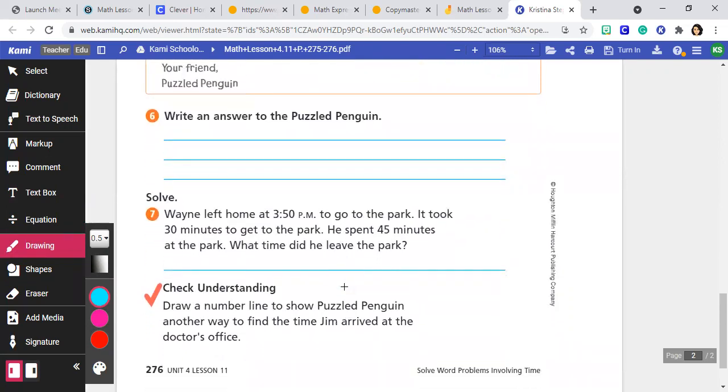Number 7, and then the check for understanding. Number 7 says, Wayne left home at 3:50 p.m. to go to the park. It took 30 minutes to get to the park. He spent 45 minutes at the park. What time did he leave the park? Well, I'm going to do this one just a little bit differently. I think I'm going to do that one just right here. So 3:50 plus 30 minutes would make that actually 4:20.